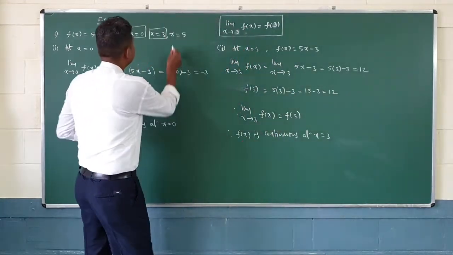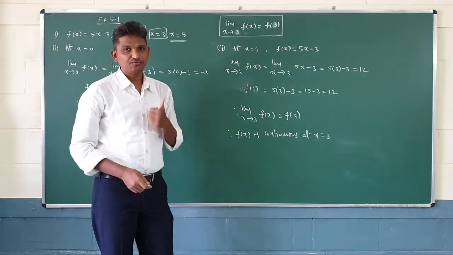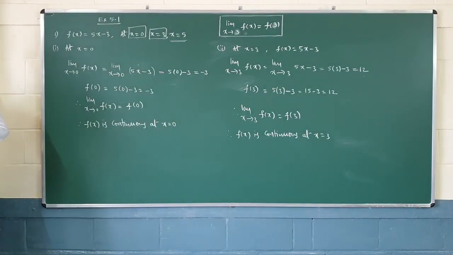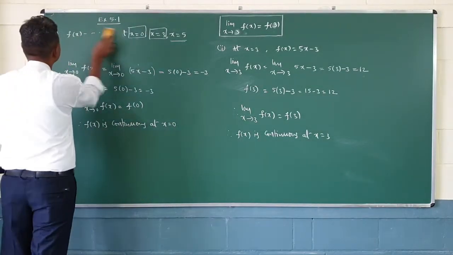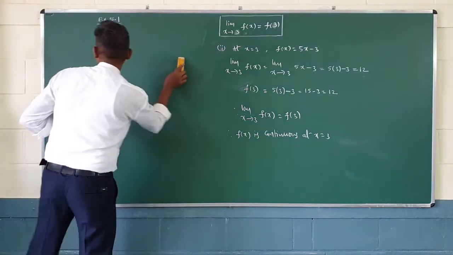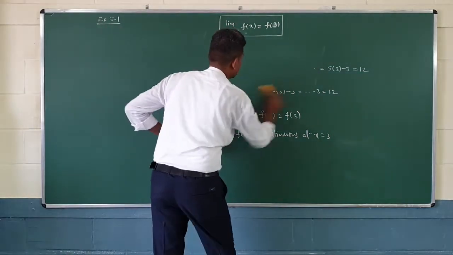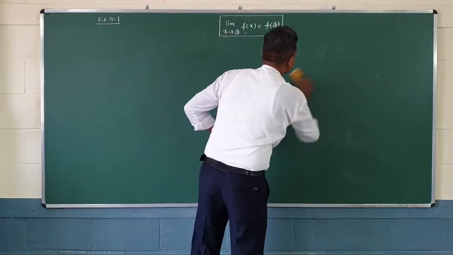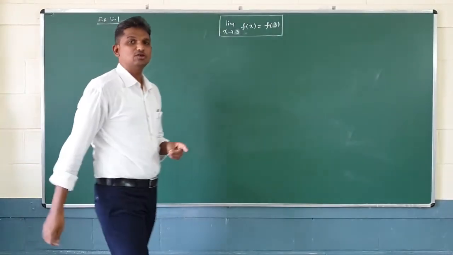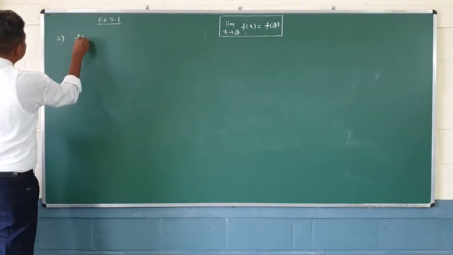Now at x equal to 5, I want you to try this problem. This is question number 1 in exercise number 5.1. Now we will do one more question in exercise 5.1, question number 2. See, what is the hero of this story? The limit as x approaches a of f of x equals f of a. Then we say the function is continuous at x equal to a.